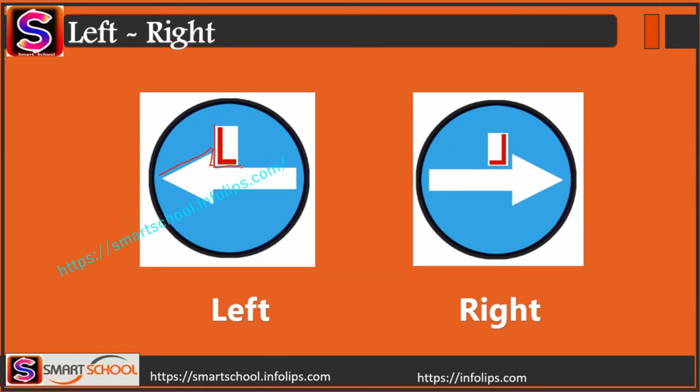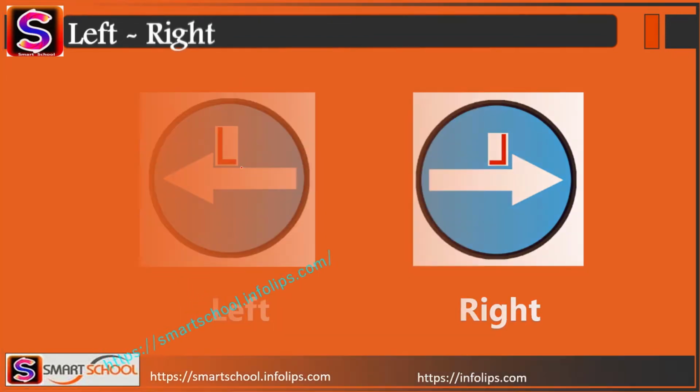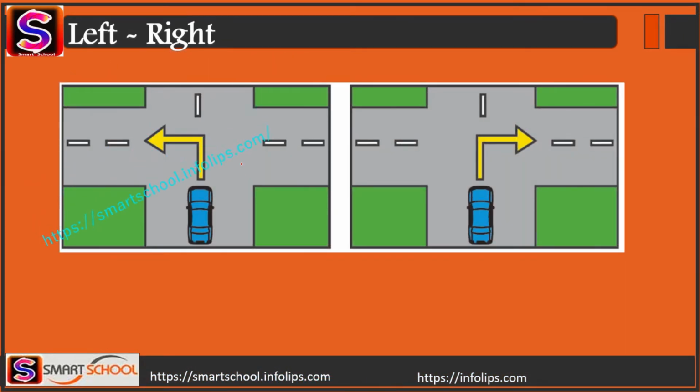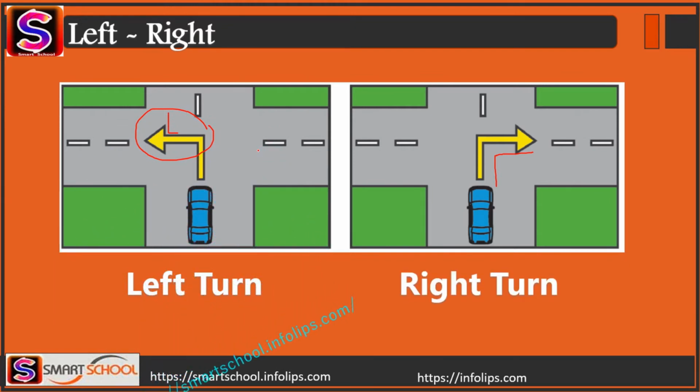Okay, are you enjoying? Let's see the next example. See here, there are two cars. One car wants to take this turn and this car wants to take this turn. Again we have already learned that this arrow is showing the L shape. It means it is a left turn, and the other one is a right turn. You just have to identify left, then by default the remaining one will be right.